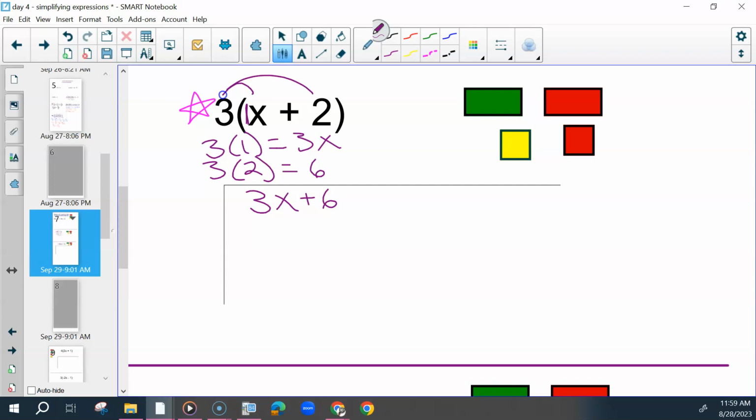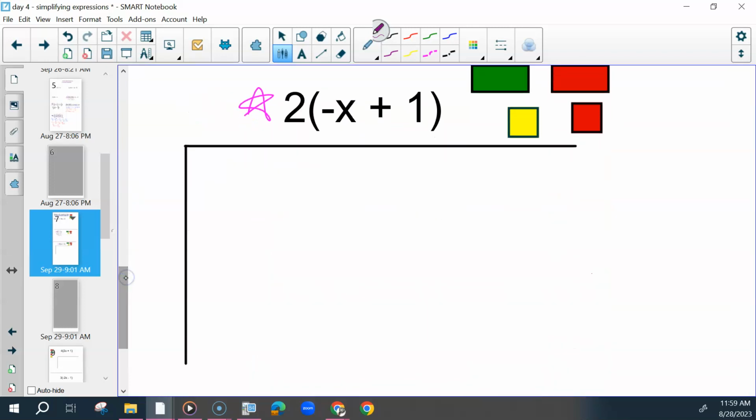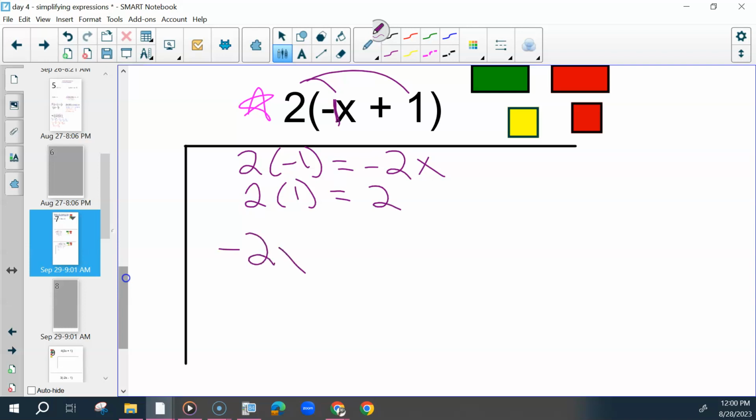Do the next one. Same thing, multiply the 2 to all the numbers inside. So the negative 1, not the x itself. So we would get what? Negative 2, put the x behind it, and then positive 2. So our final answer is negative 2x plus 2. Right. Any questions on how we distribute?